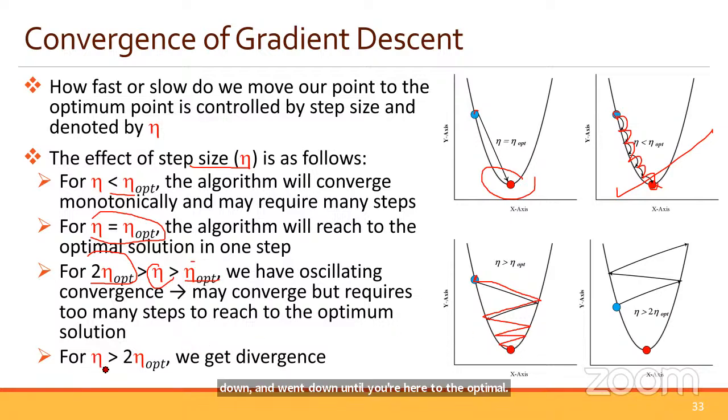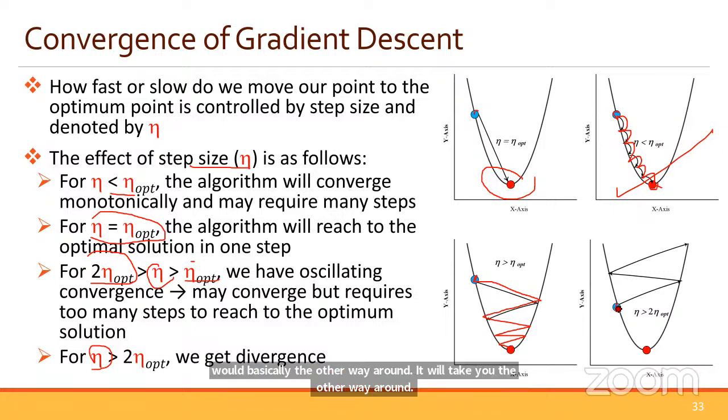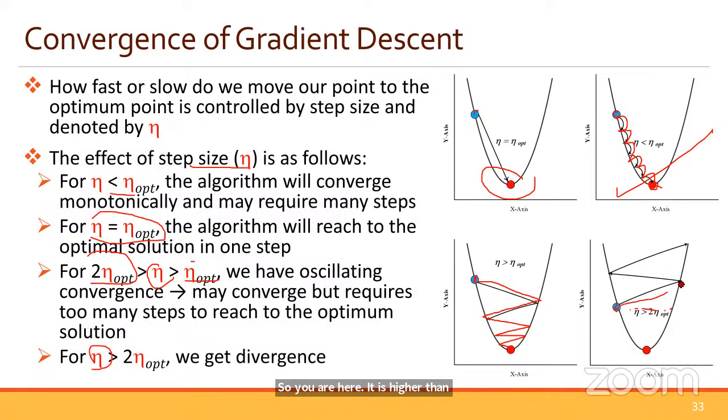The last scenario, if your step size is very big, it will basically go the other way around. So you are here, it is higher than 2 of the optimum. That means it will take you higher on the other side, and so it will take you away from your optimum and you will never converge. Okay, so this is the importance of the step size, which we call the learning rate. This one here is one of the parameters that you need to optimize in the artificial neural network model.